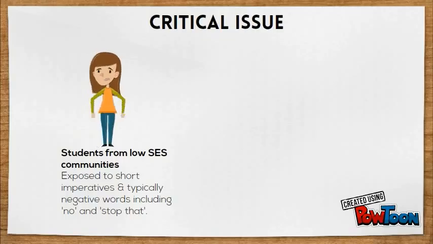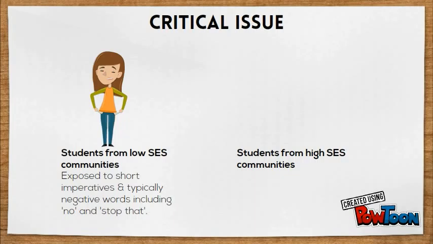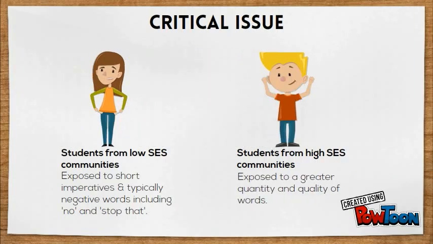Research has found that children from low SES communities are exposed to short imperatives and typically negative words, including no and stop that. In contrast, children from high SES families tended to be exposed to a greater quantity and quality of words.